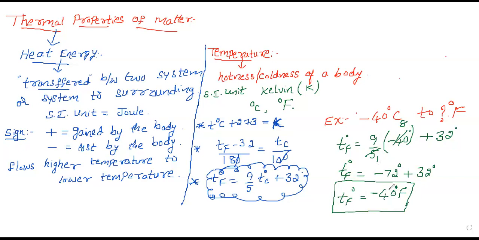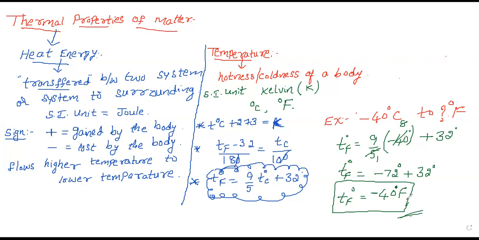Students, what is the conclusion here? Even if the temperature in degree Celsius is minus 40, if I convert that into Fahrenheit, that is also going to be minus 40. So they may put an MCQ question here: what is the temperature at which the Celsius scale and the Fahrenheit scale are going to coincide, or be the same? The Celsius and Fahrenheit scales are the same at minus 40 degree Celsius. So minus 40 degree Celsius and minus 40 degree Fahrenheit are one and the same.